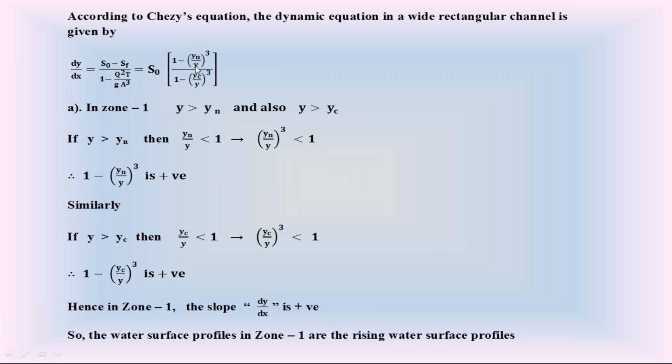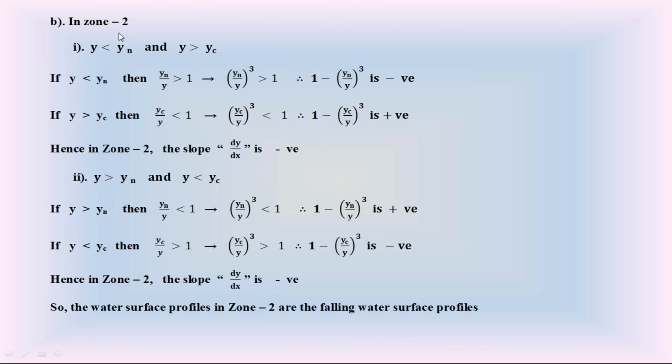That is one condition in zone 2. The first condition in zone 2 is the depth of flow y less than yn, but the depth of flow y greater than yc. For this condition, the numerator is negative, but the denominator is positive, so the slope dy by dx is negative.